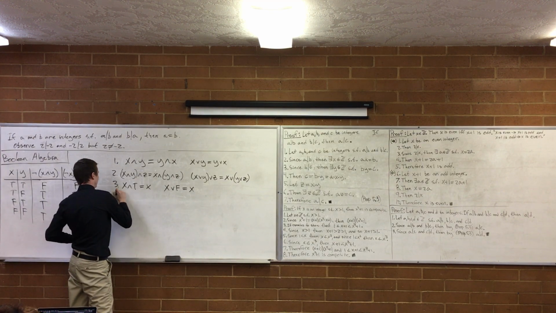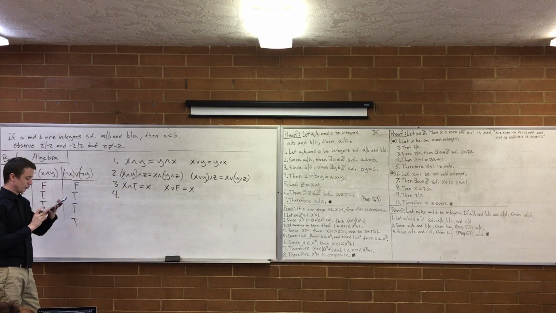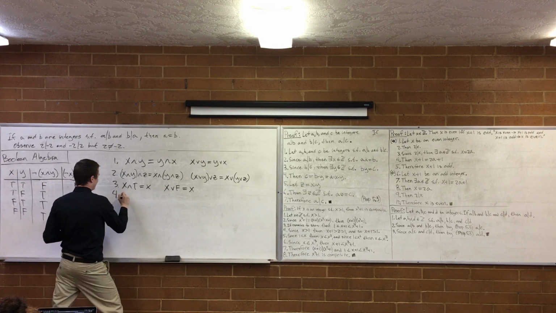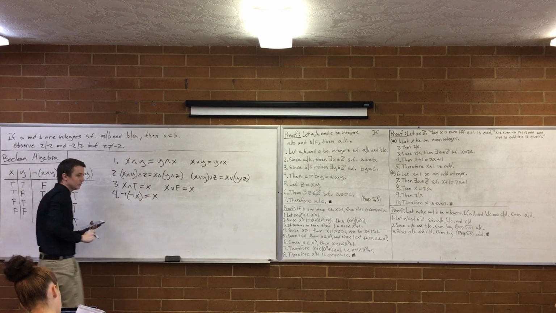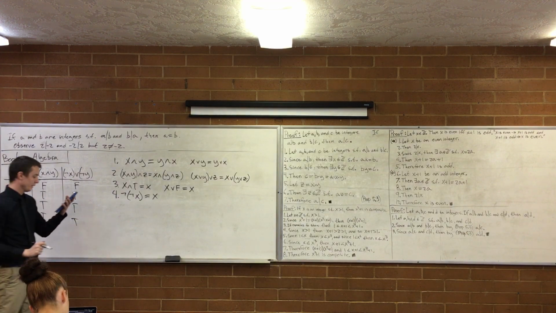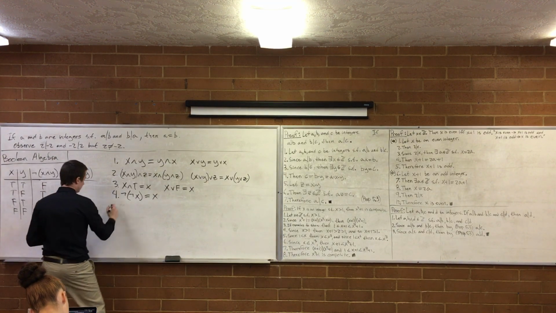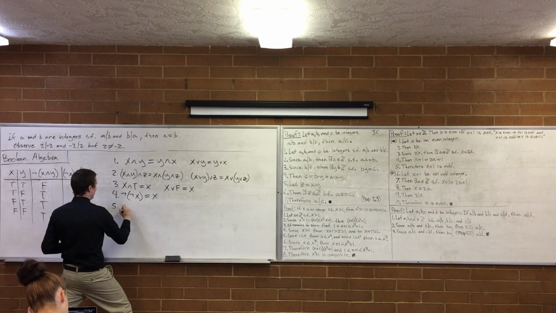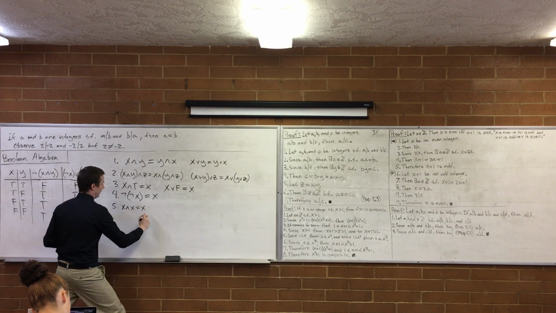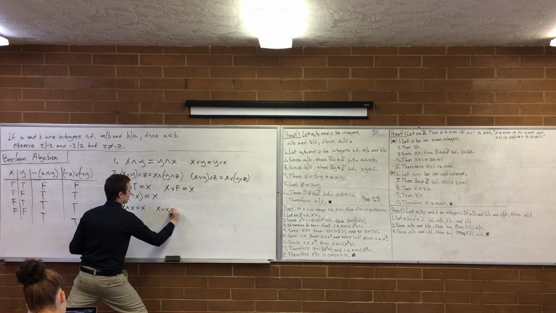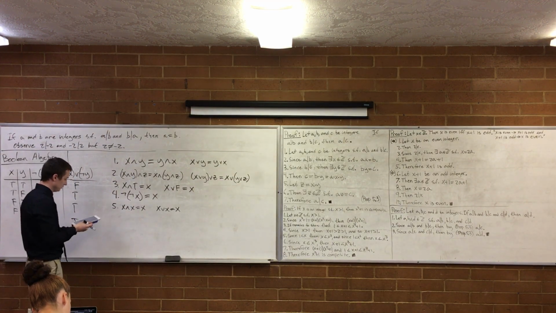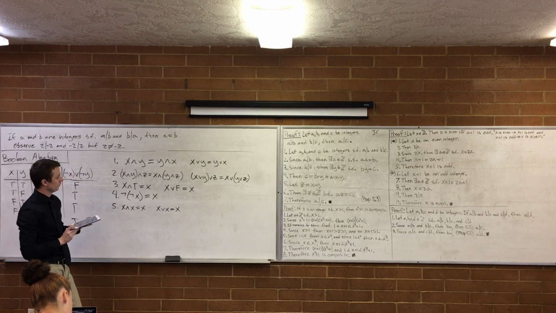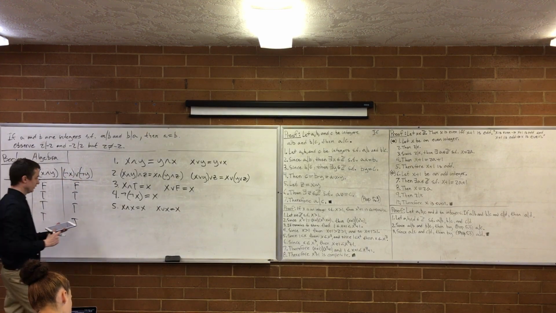The next property that this Boolean algebra satisfies: not not x is equal to x. X and x is equal to x. X or x is equal to x. Good? If any of these seem particularly strange to you, we can prove it, if any of them aren't obvious.